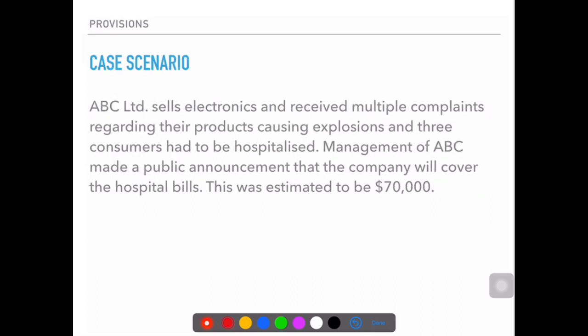Now we'll have a look at a simple example and a flowchart that will guide us through whether or not a provision should be recognized. ABC Limited sells electronics and received multiple complaints regarding their product causing explosions, and 3 consumers had to be hospitalized. Management of ABC made a public announcement that the company will cover the hospital bills. This was estimated to be $70,000.